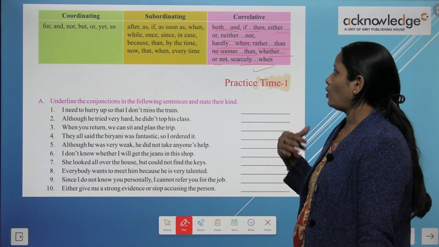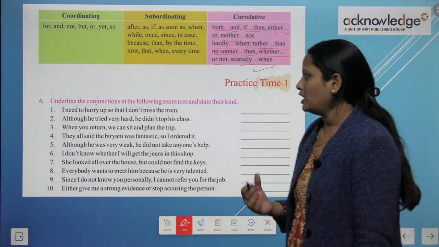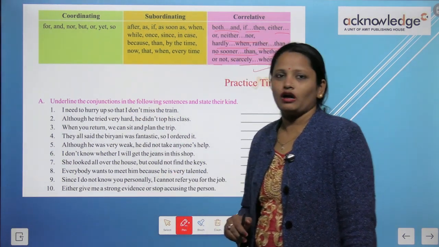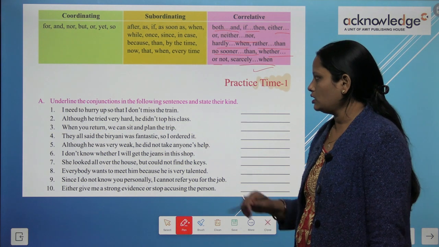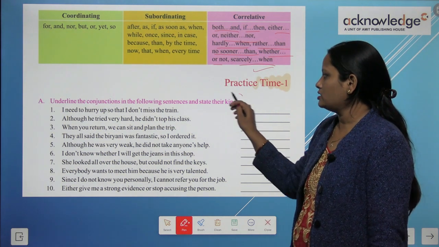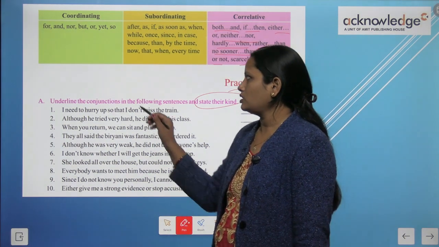Whenever we write correlative conjunctions, they come as a group, and we have to write them together. Now here children, we have to underline the conjunctions in the following sentences and state their kind. That is, which type of conjunction has been used here.